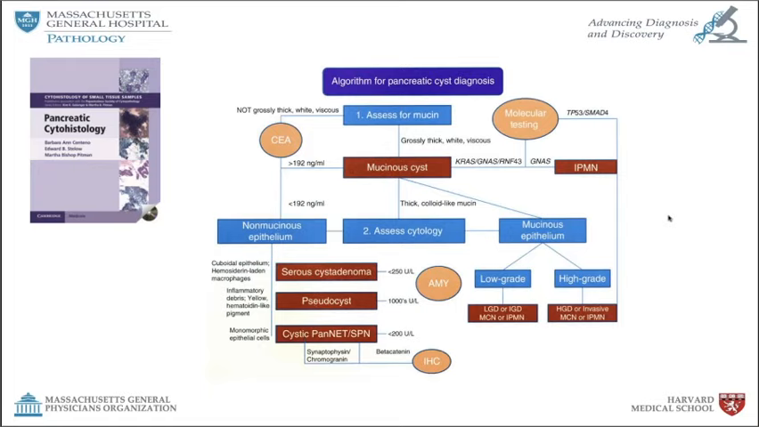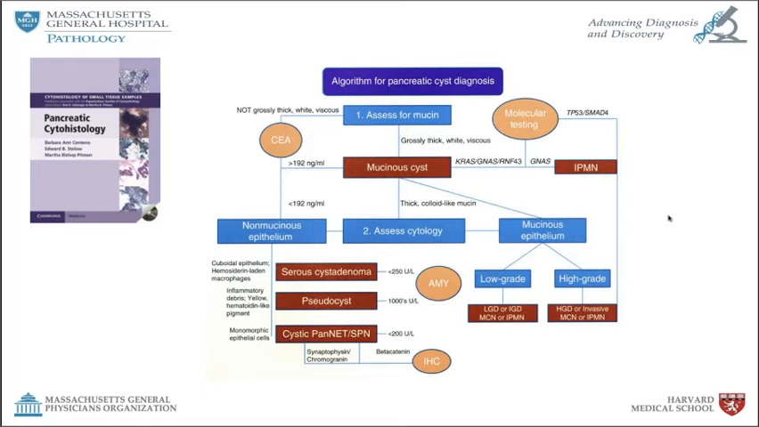So similar to that, another participant gives another scenario and asks, what is your final diagnosis if the fluid is not thick, white, viscous, and CEA and amylase are not available? So again, it feels like you're going to be saying negative for malignancy for this, right? Or not diagnostic, right?